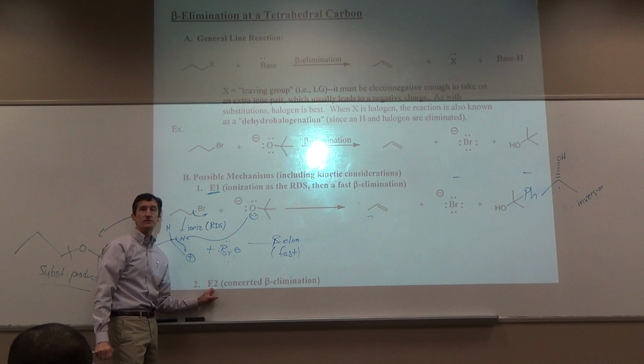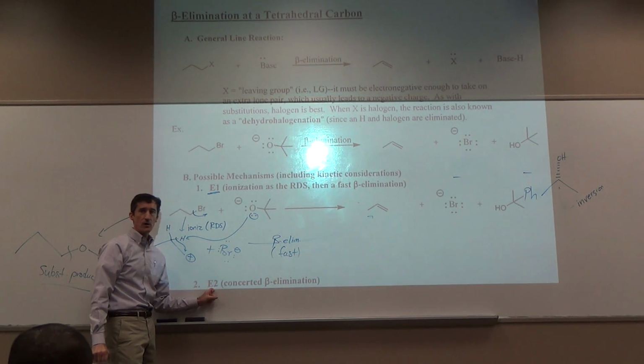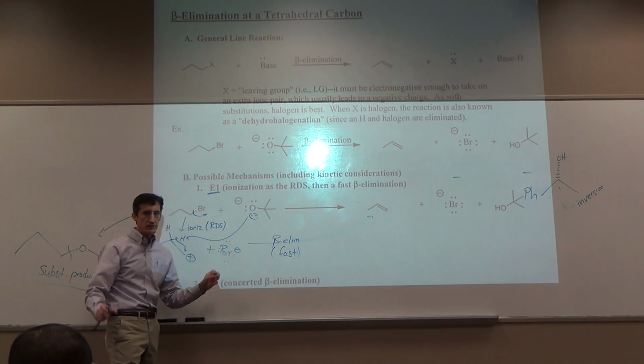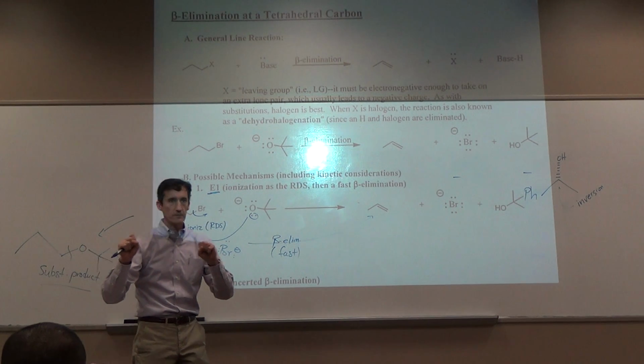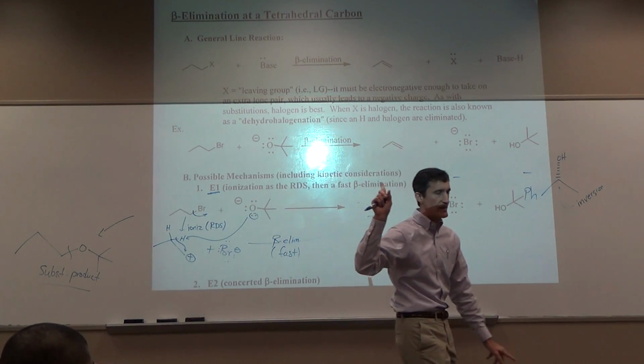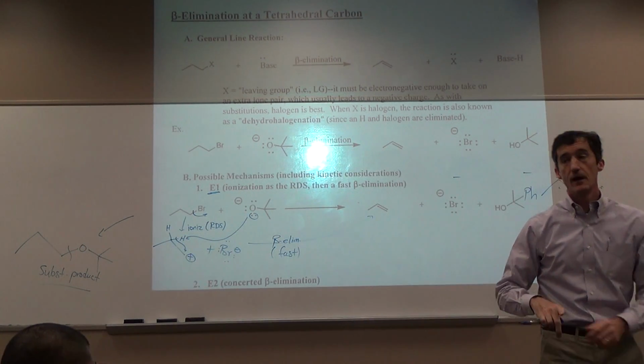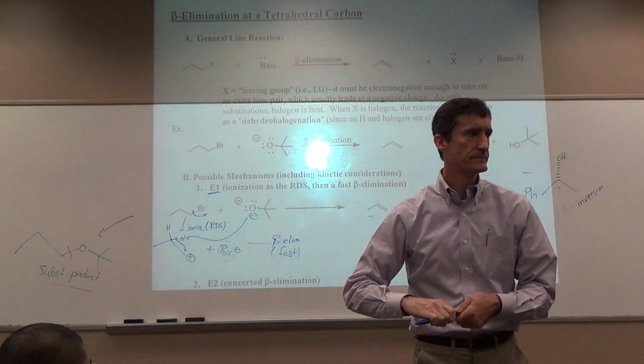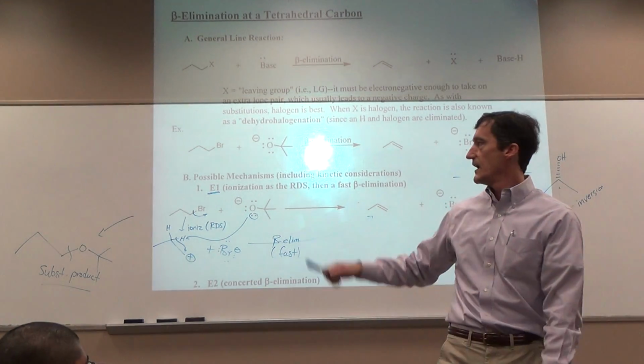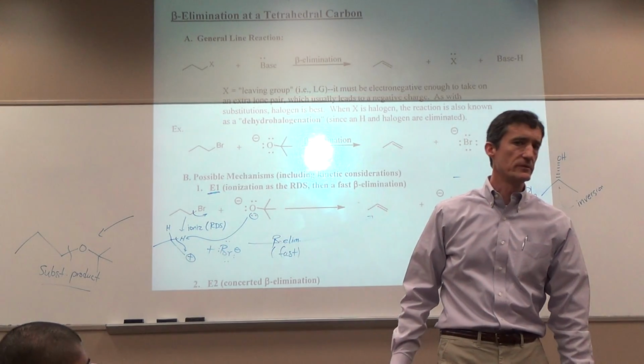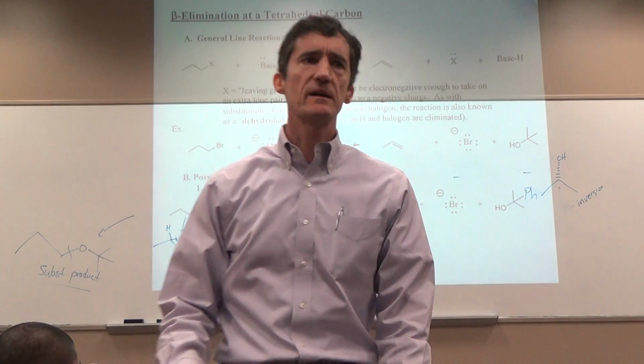Now let's down here do E2. Please do a mechanism on your own. In E2, they're both going to be involved in the rate determining step. And actually in E2, there's only one step, unless you're doing some type of activation. That reaction is an E2, because you wouldn't want to make a primary cation.